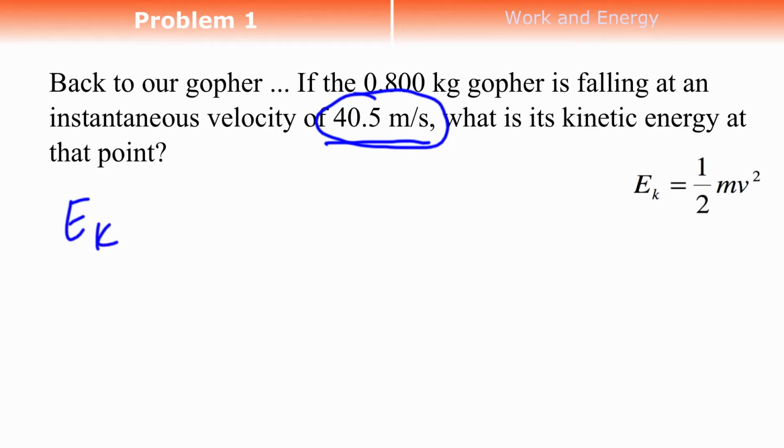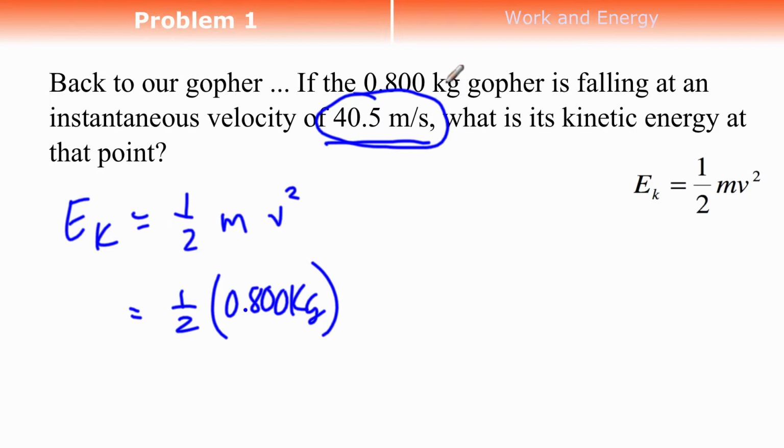So the kinetic energy is equal to a half times the mass times the velocity squared. So a half times the mass, 0.800 kilograms. I've got that in the right unit, kilograms, multiplied by the velocity, 40.5 meters per second, all squared. And this answer will come out in joules, as long as I've used those right units. Let me just check.